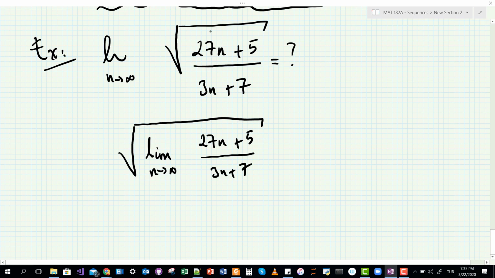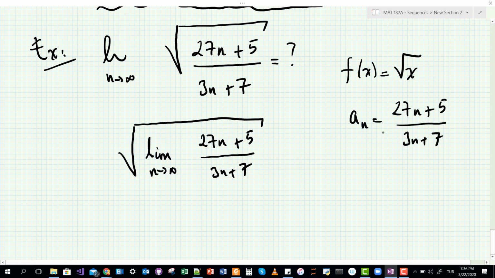How do I do that? My function is f of x equals the square root of x, and my sequence is a_n equals (27n plus 5) over (3n plus 7). Do I know where it goes? Yes, I know that. I can look at the coefficients, or I can use the L'Hopital rules, or I can use the main limit theorem with some algebraic technique, and then I can see that this limit will go to 9.